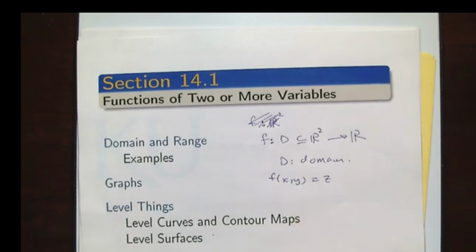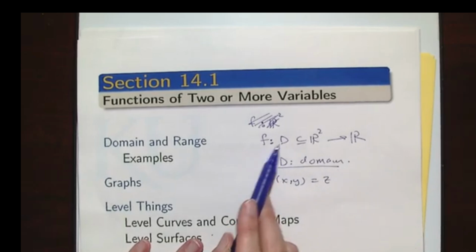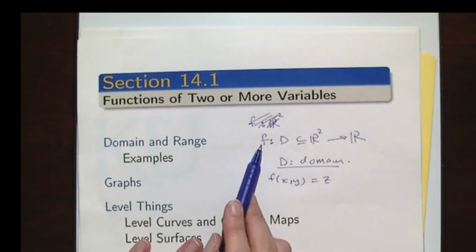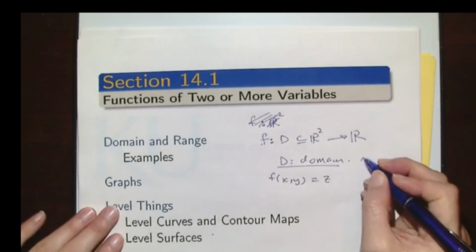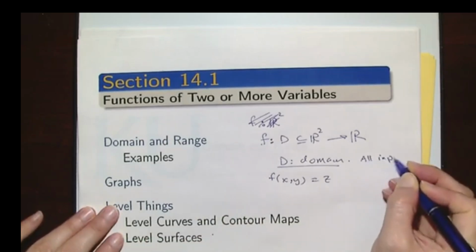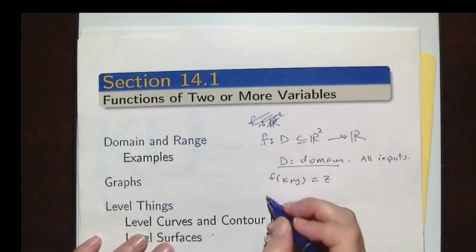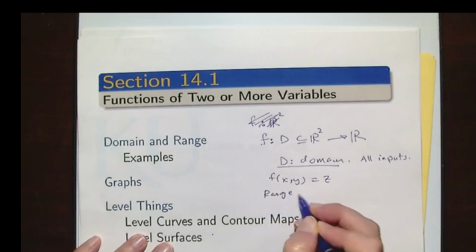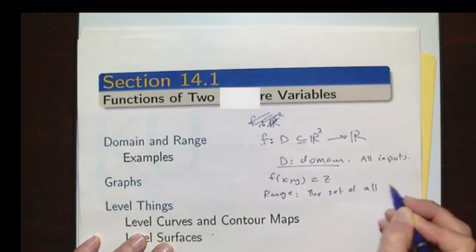Now I want to define the range of this thing. The domain is the set that F acts on. Domain is the set of all inputs. Write down all inputs. Range is all the outputs. Range, the set of all outputs.